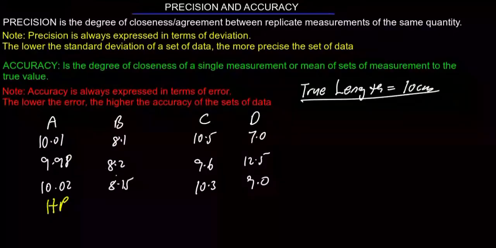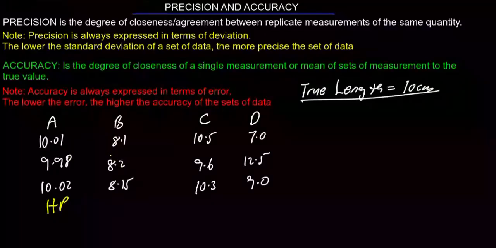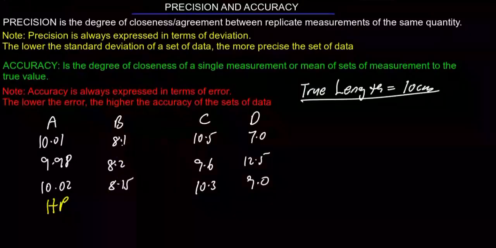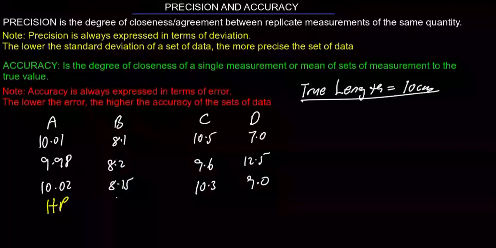Next one. Let's look at B. Are they precise? 8.1, 8.2, 8.15. Yes, you can see these values differ by just 0.1 or very, very small. So I would say the data obtained by B is also highly precise. They are very close to each other.